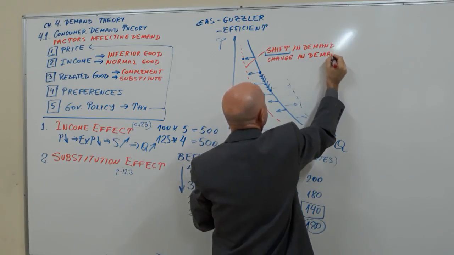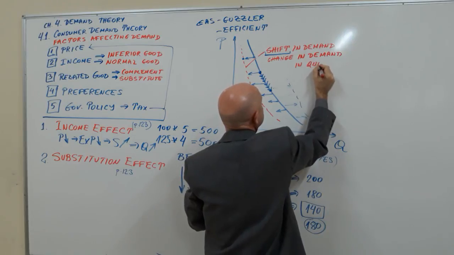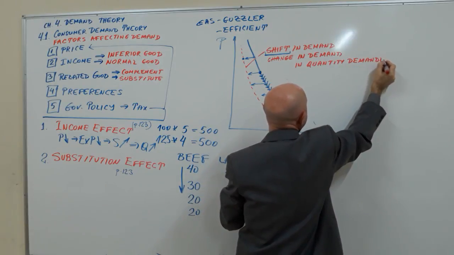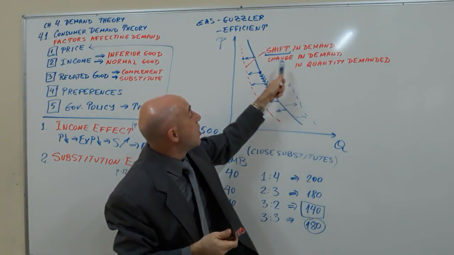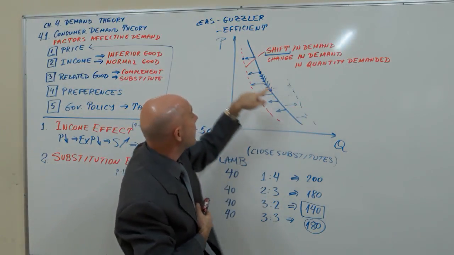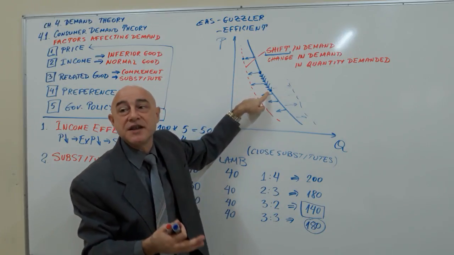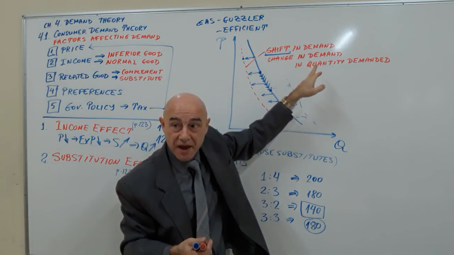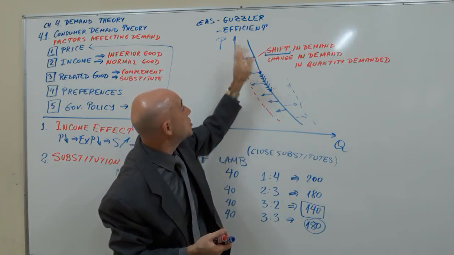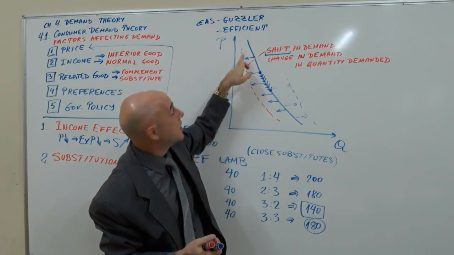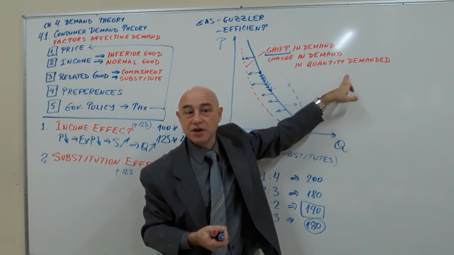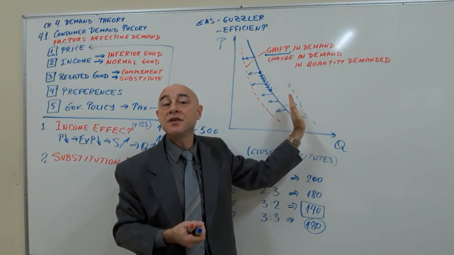Let me write it up again. But it says change in quantity demanded. Change in quantity demanded means the curve is the same. The curve didn't shift to the left, didn't shift to the right. You just moved along the curve simply because the price changed. In a shift in demand, the quantity demanded changes for the same price. So in a shift, the same price, different quantity. In changing quantity demanded, the price changes and the quantity changes, but the curve remains unchanged.